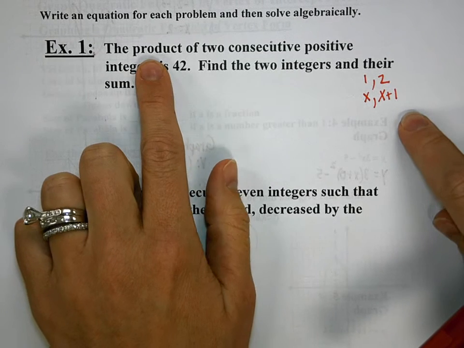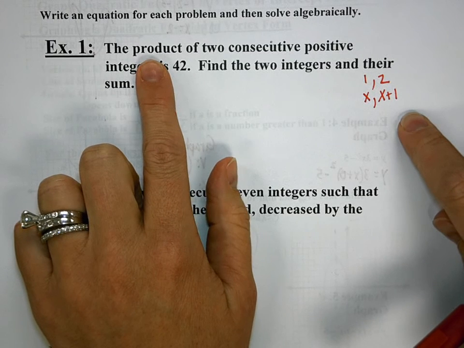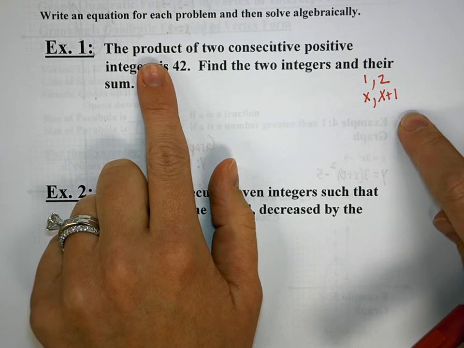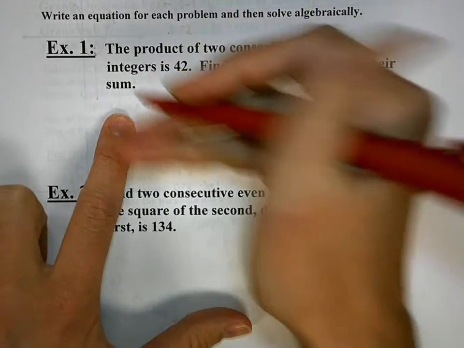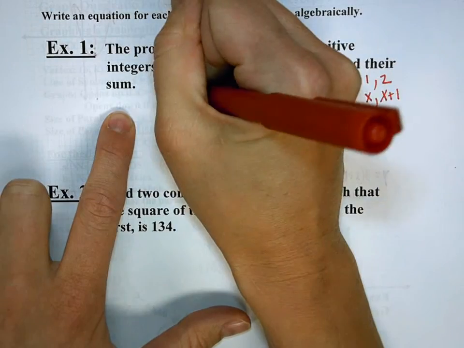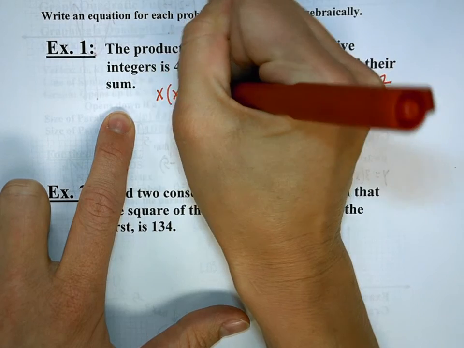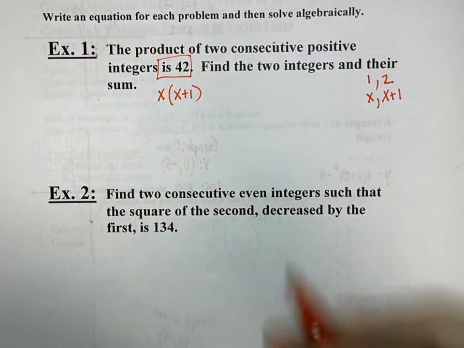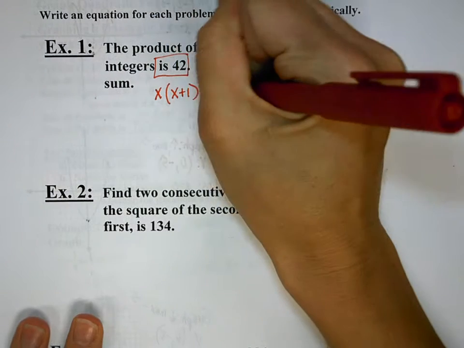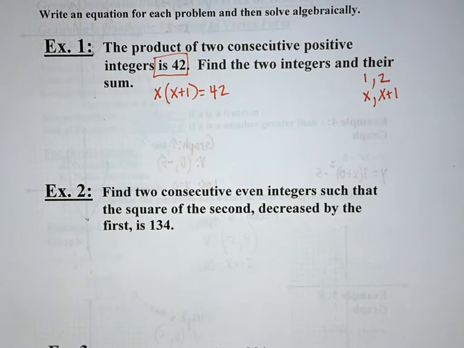And it says the product. So what does product mean? Multiplication. Very good. So that means I'm going to multiply these together. So it'll be written as x times x plus 1. And then they said that it is 42. So that means equals 42.